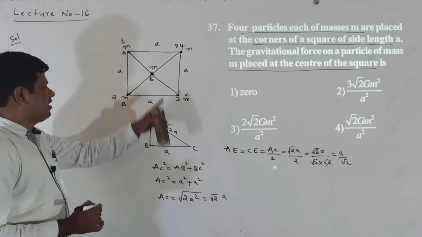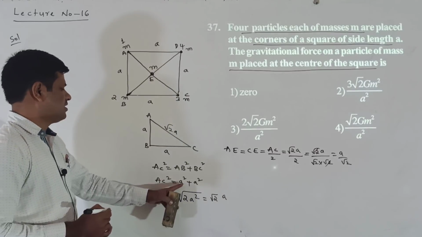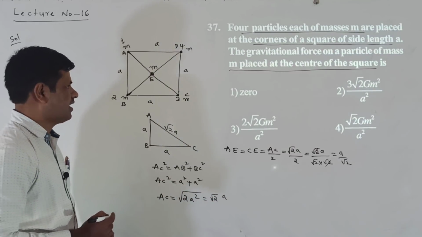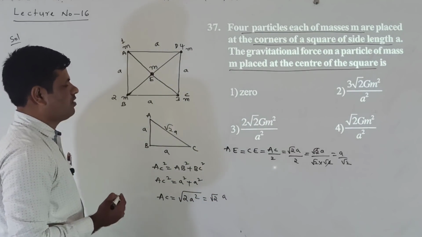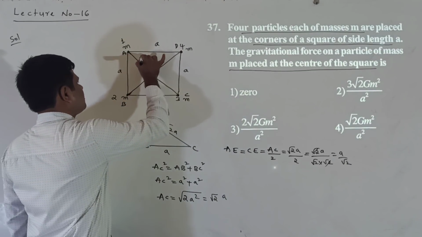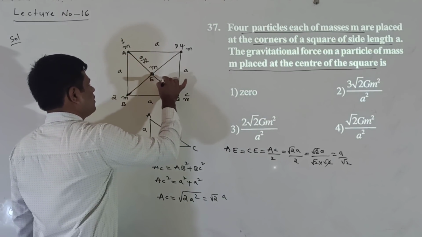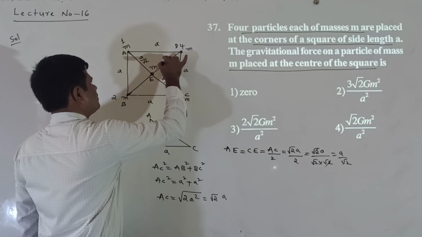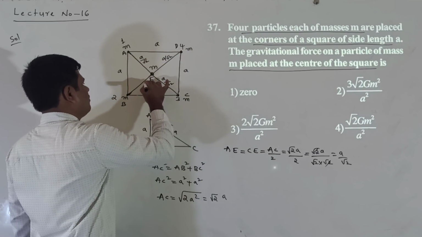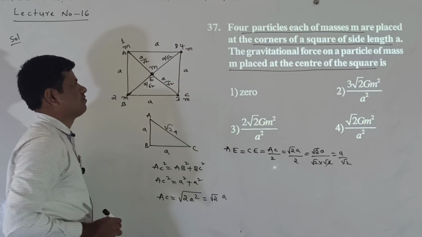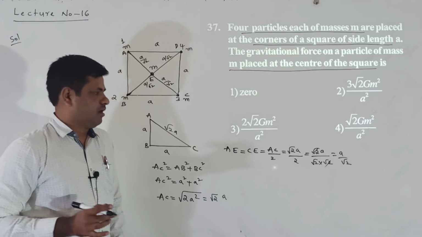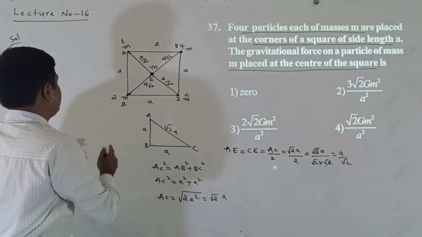So the diagonal is root 2 A, and half of this is A by root 2. This is A by root 2, this is also A by root 2, similarly this is also A by root 2, and this is also A by root 2. Clear this one? Right.